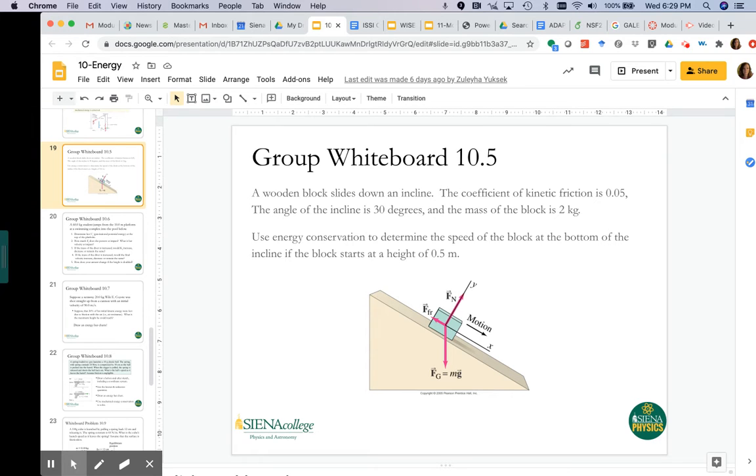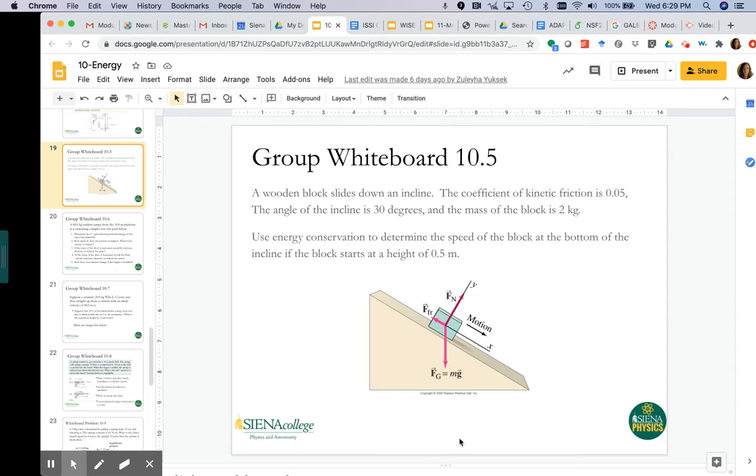Okay, the coefficient of kinetic friction is 0.05. The angle of the incline is 30 degrees. The mass of the block is 2 kilograms. Use conservation of energy to find the speed of the block at the bottom. So that's what we want to find, v final, if the block starts at a height, so y initial is 0.5 meters.